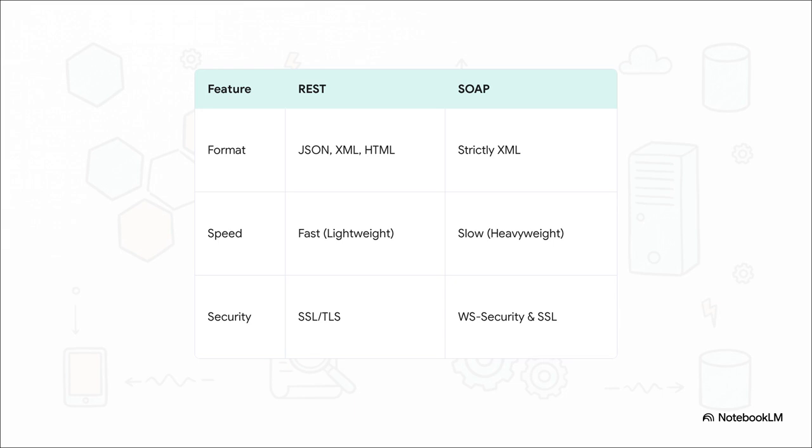Well, it comes down to security. SOAP provides heavy-duty end-to-end WS security, whereas REST just relies on standard SSL. So if you're building a highly sensitive banking app, you absolutely want that rigid SOAP structure. But for almost everything else, the sheer speed and flexibility of REST is a hands-down winner.